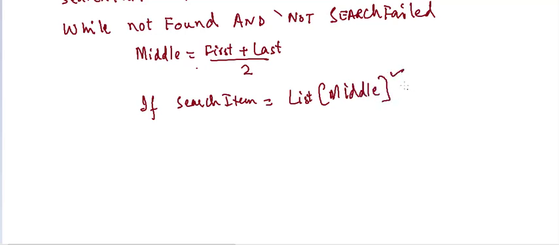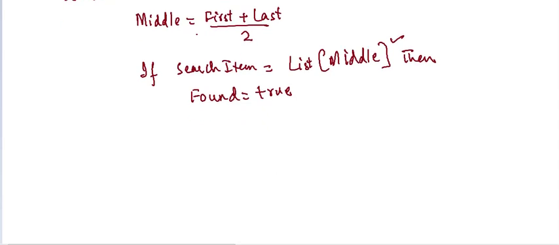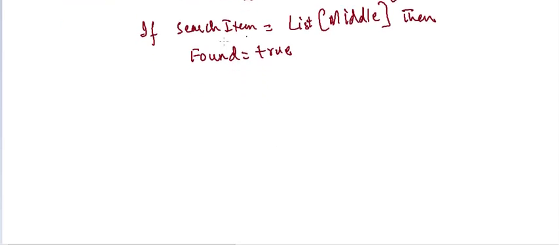If this is true, then what are we going to do? We are going to set our Boolean variable found equal to true. However, if this condition is not true, if we have not found our middle item as yet, then we go into the else clause. Okay, else, what are we going to do?